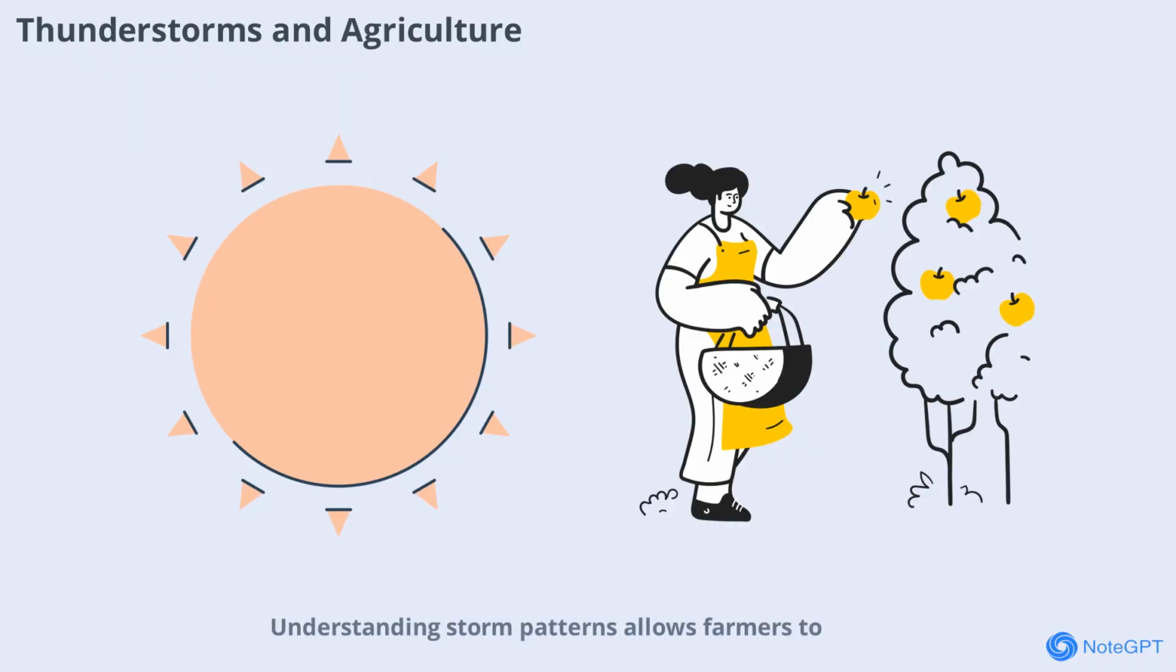Understanding storm patterns allows farmers to better prepare and protect their crops. Advances in weather forecasting have made it easier to anticipate storms and take action to minimize losses.